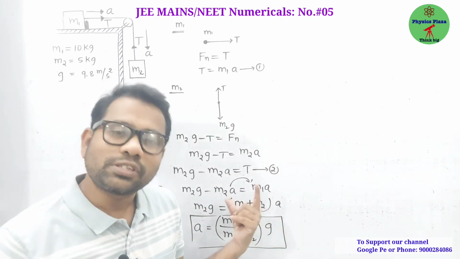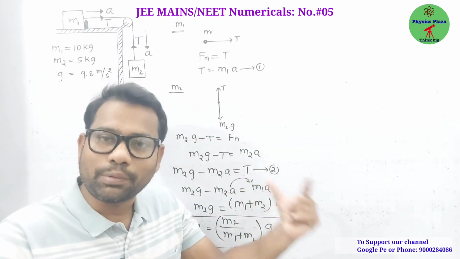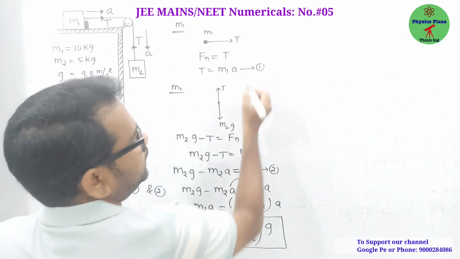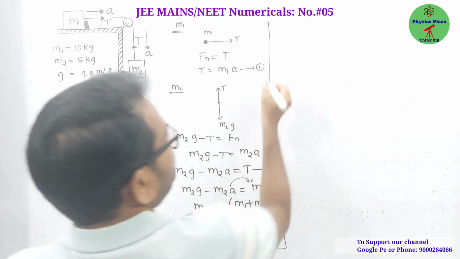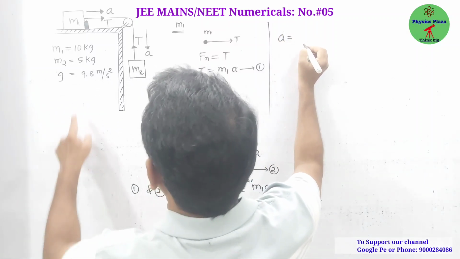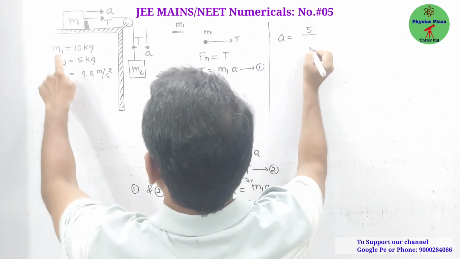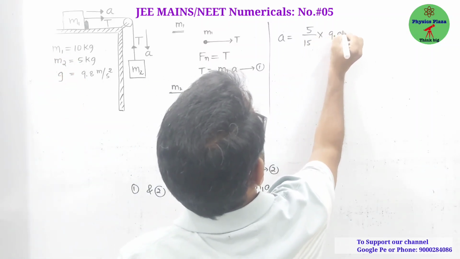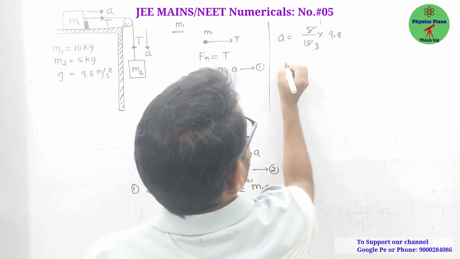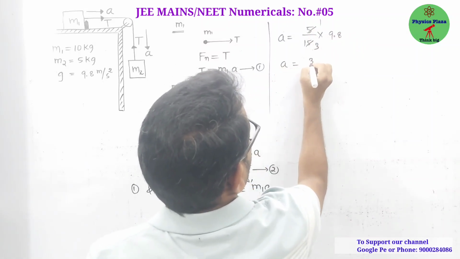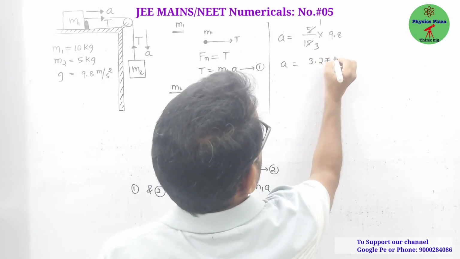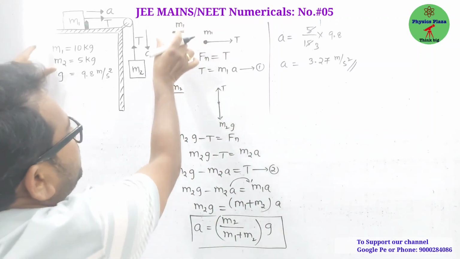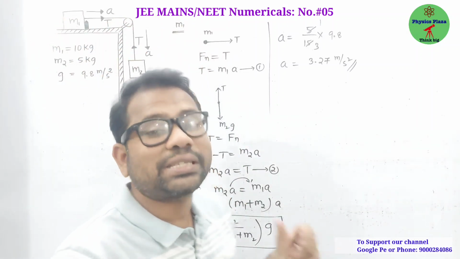In fact, dear children, you can use the direct formula if you remember it. With this formula, we can calculate the acceleration. Let us substitute the values. Acceleration is equal to M2, which is 5, by M1 plus M2, that is 10 plus 5, which is 15, into G, which is 9.8. So 5 ones are 5, 5 threes are 15, so it is 9.8 by 3. This will become approximately 3.27 meter per second square. With this much acceleration, both bodies will get accelerated. I can say it is the acceleration of the system.